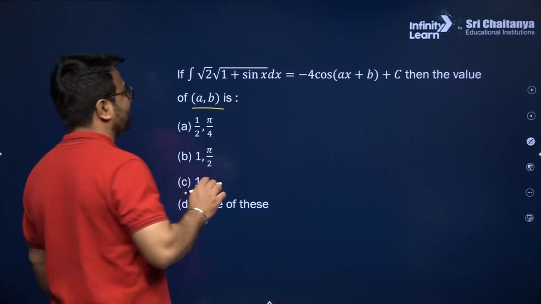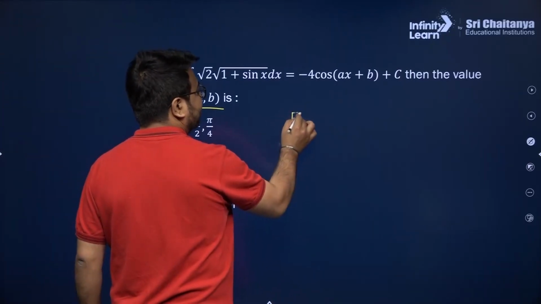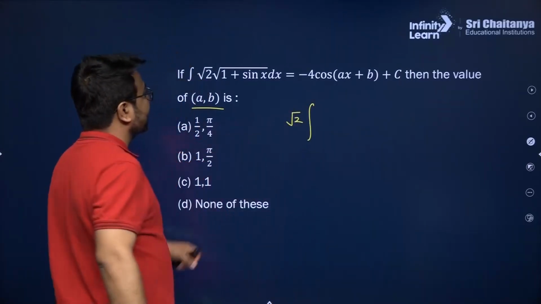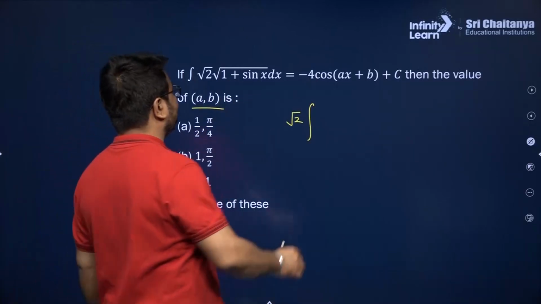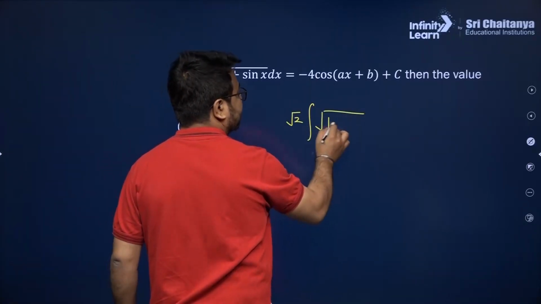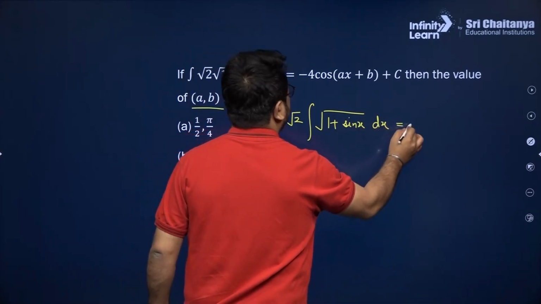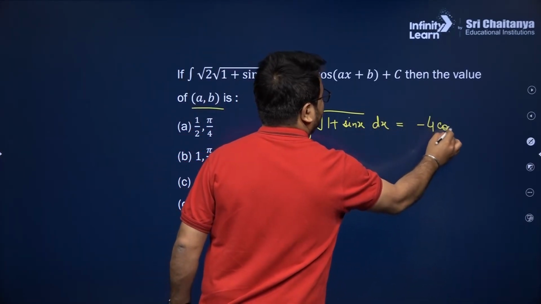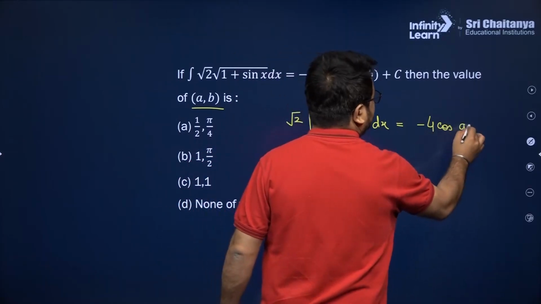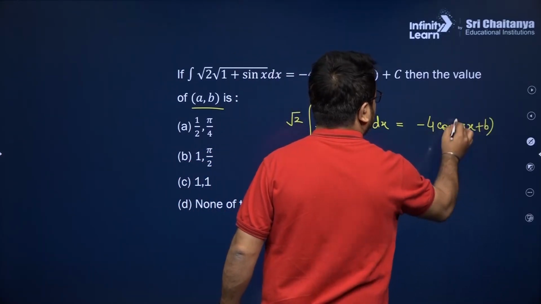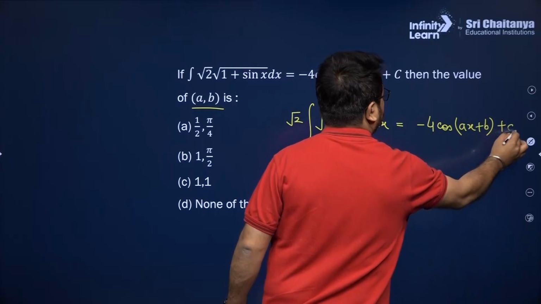So how will I be able to do this? I have root 2 which can be taken outside of this integration. Then I have inside the integral square root of 1 plus sin x, then it is dx. And here it is minus 4 times cos, then it is ax plus b. I hope this is clear to you.